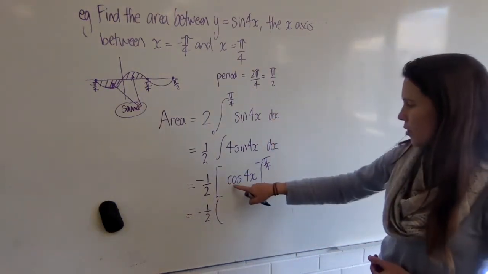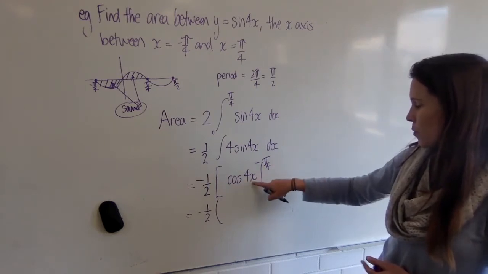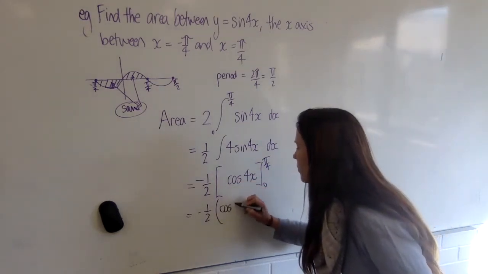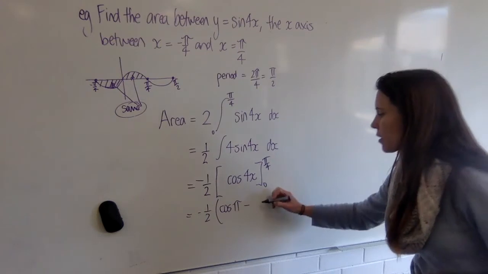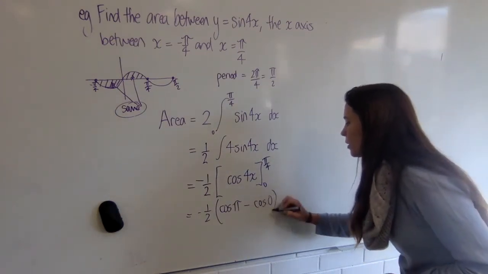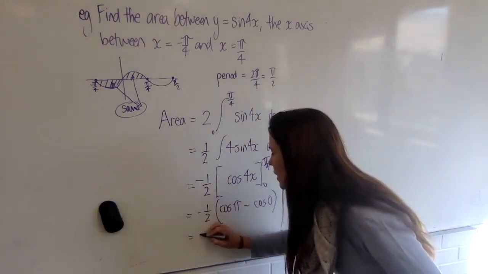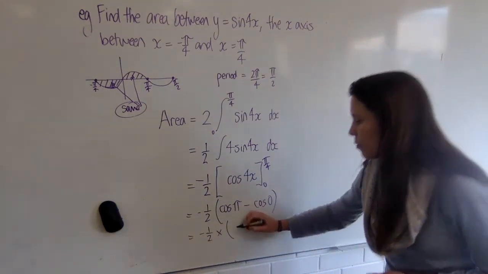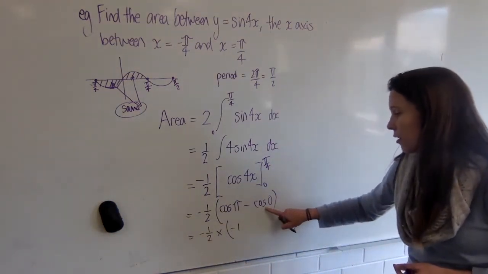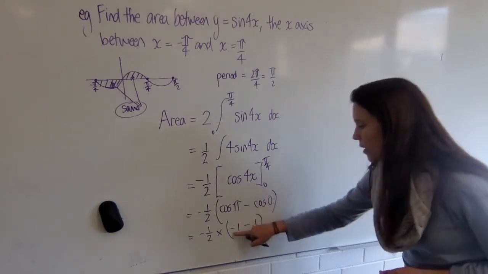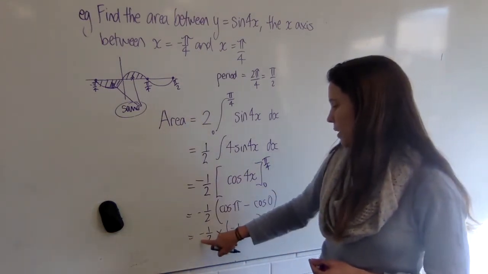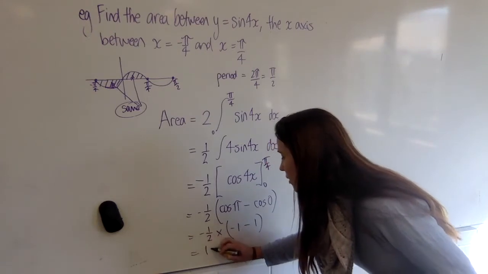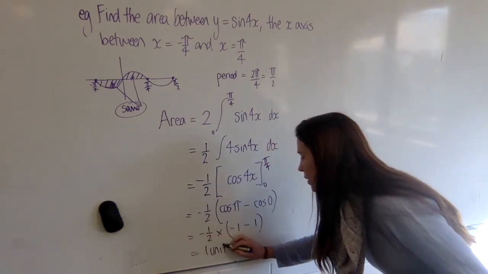And then I've got cos of, well, this will just be pi, minus the cos of 0. So that means I've got negative a half times, now cos of pi is minus 1, and cos of 0 is 1. So I get minus 2 times minus a half, which is actually just 1 unit square, or square unit.